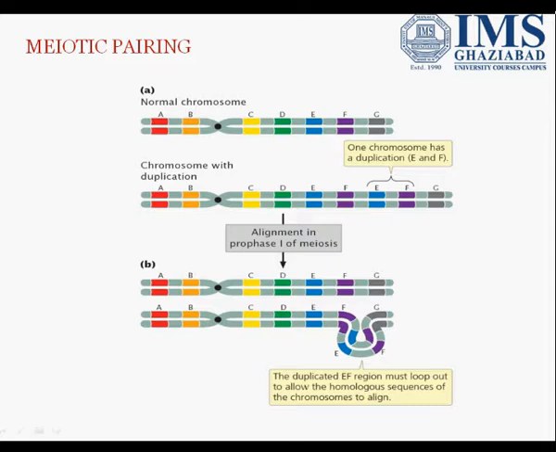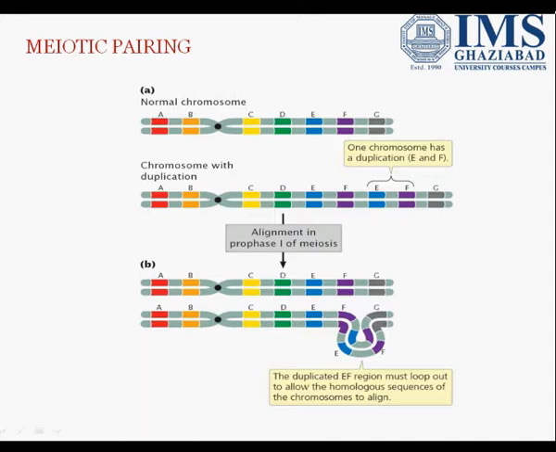Now, in case of alignment in prophase 1 of meiosis, what we can find out is that this is the normal chromosome. The other chromosome, which is the duplicated one, is forming a loop. Why is it forming a loop? Because this duplicated chromosome is trying to align with the normal chromosome. So the duplicated portion is forming a loop.